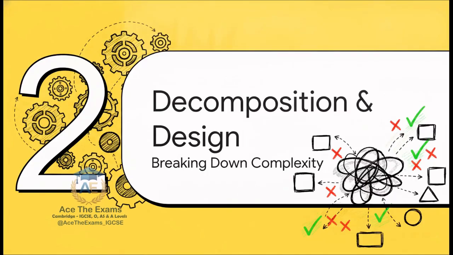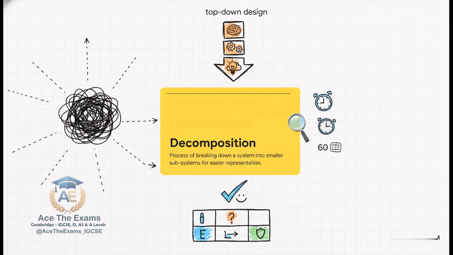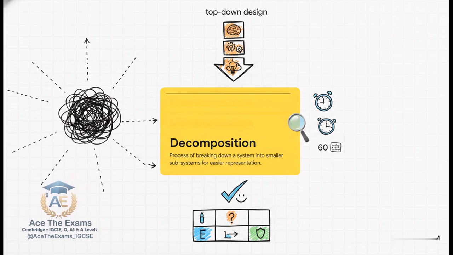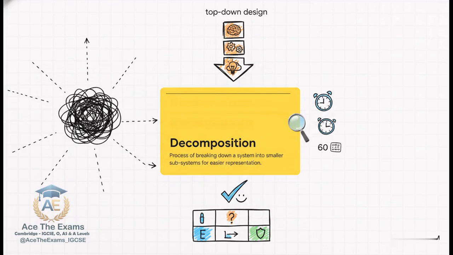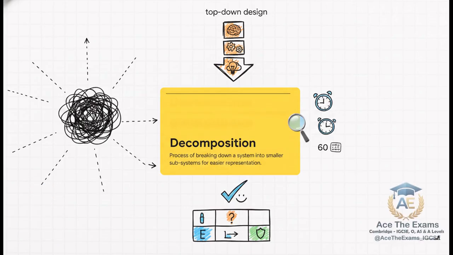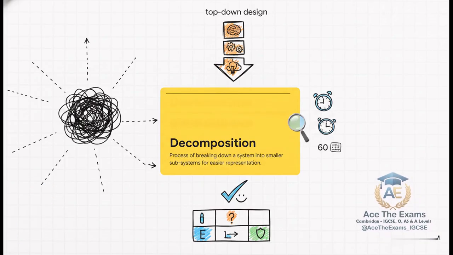Moving on to Section 2, decomposition and design. This is all about breaking down massive complexity into manageable pieces. Decomposition acts as the absolute bedrock of top-down design. It's the process of dividing tasks until each subsystem performs just a single, isolated action. Think of any complex problem you've ever faced. To beat it, it must be decomposed into inputs, processes, outputs, and storage.